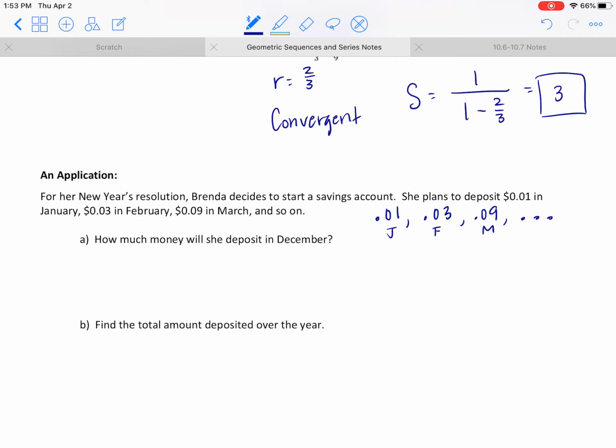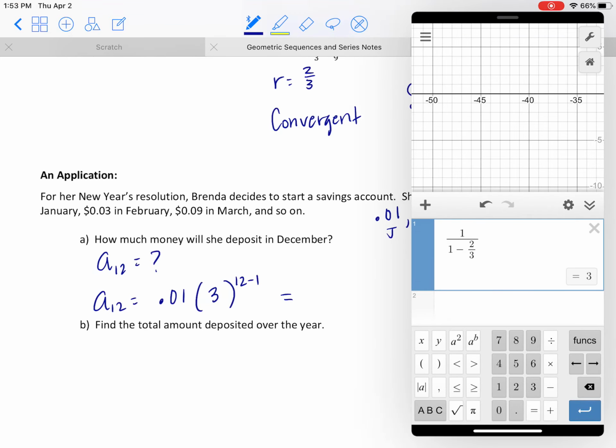How much money is she going to deposit in December? So December would be the 12th month of the year. We're just looking here for what that 12th deposit is going to look like. So this question is asking for a sub 12. Well, a sub 12, that's a term on the list. We can use our explicit formula for that. A sub 12 is going to equal, we said the first number on the list is 0.01. What's the common ratio? If we go from 1 penny to 3 pennies to 9 pennies, well, we're tripling. We're multiplying by 3 to get from one number to the next. And we're going to raise this to the 12 minus 1, or 11th power.